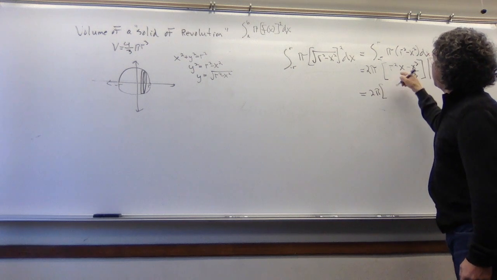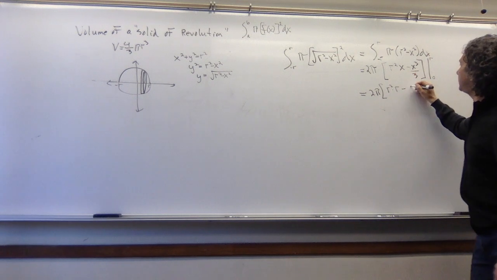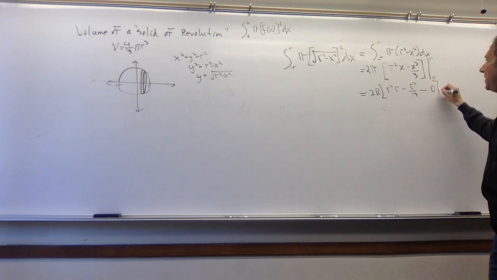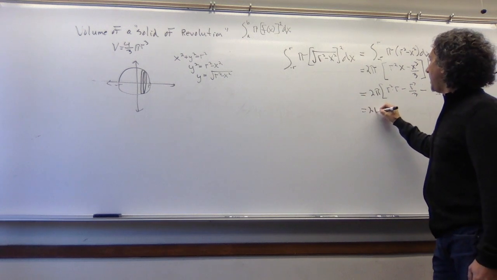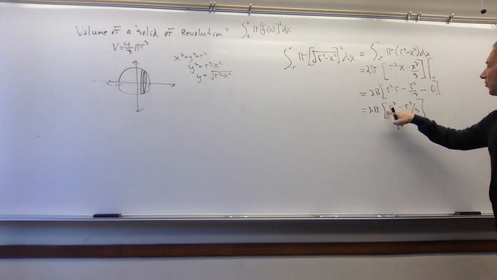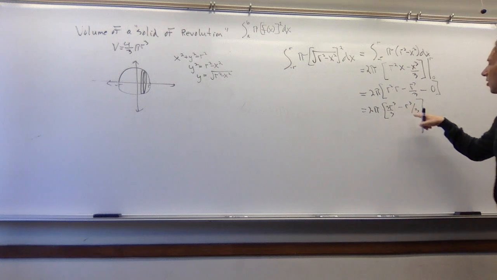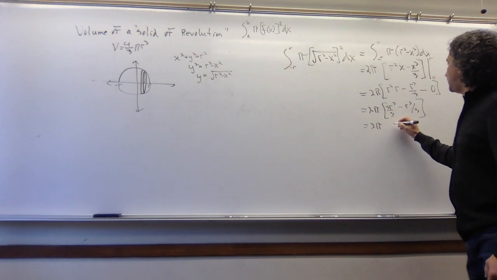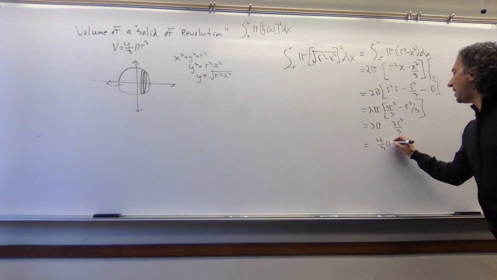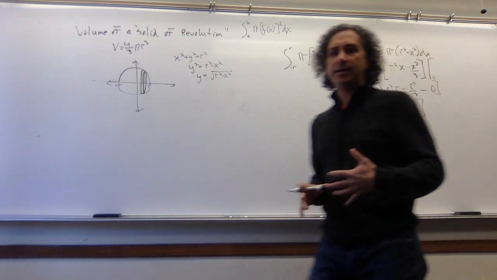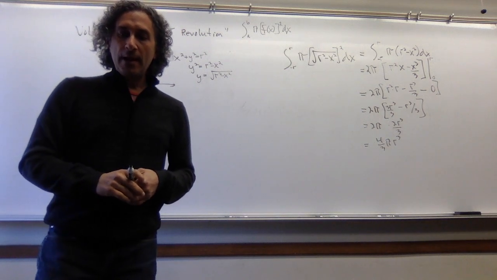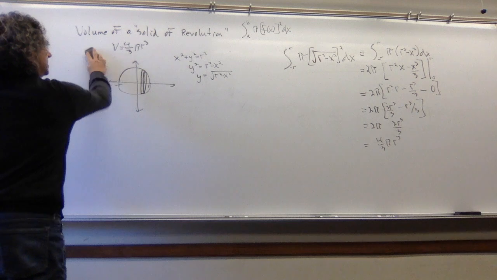We get 2 pi times r squared times r minus r cubed over 3 minus 0, so minus 0. So we get 2 pi times r cubed minus r cubed over 3, 3r cubed over 3 minus r cubed over 3 is 2r cubed over 3, and we get 4/3 pi r cubed. Beautiful. We have just derived the volume formula for a sphere using calculus. All right, so let's look at some other examples.